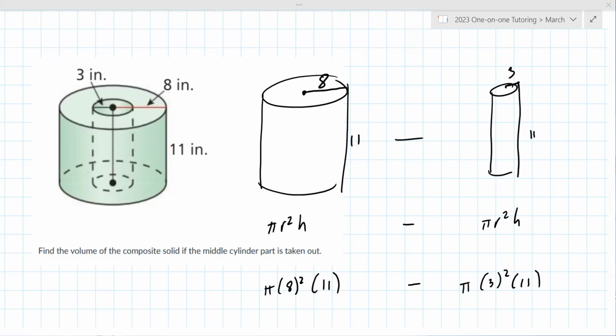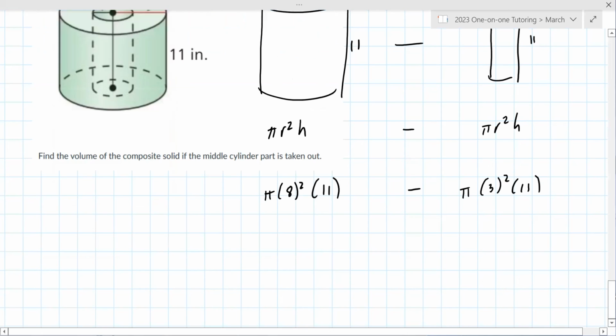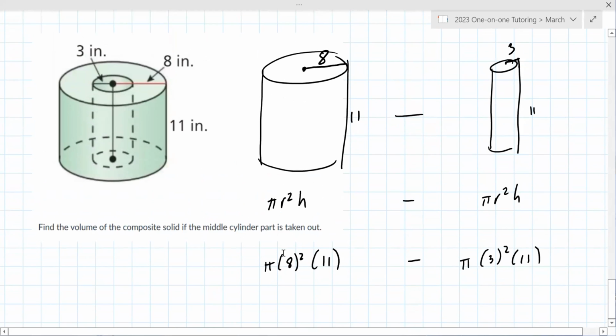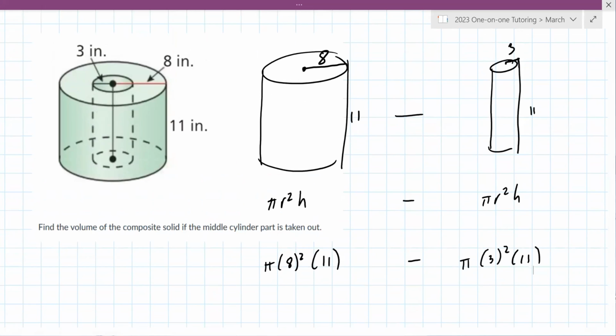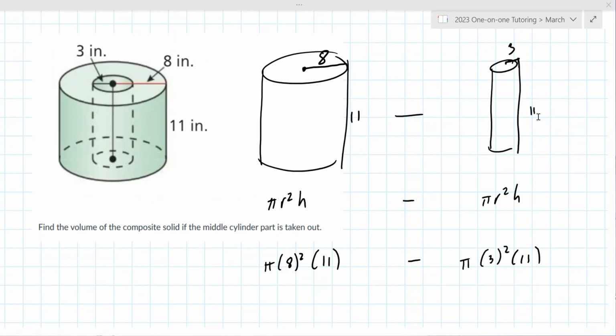Are you going to do these separately or all at once? Separately. Let me know what you got. Okay, for the big one, I got 2,799.159. We've got different answers here. It's pi 8 squared times 11. Oh my god, I accidentally wrote 3 instead of 8. For the little one, go ahead and give me that, because we also got a different number for that.